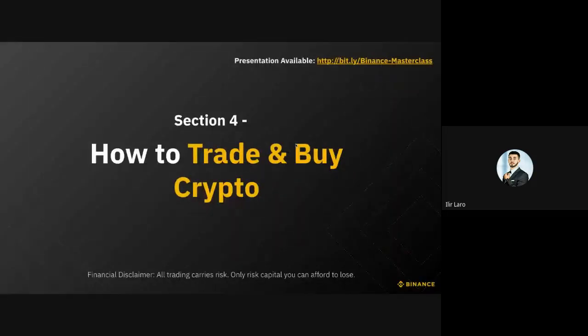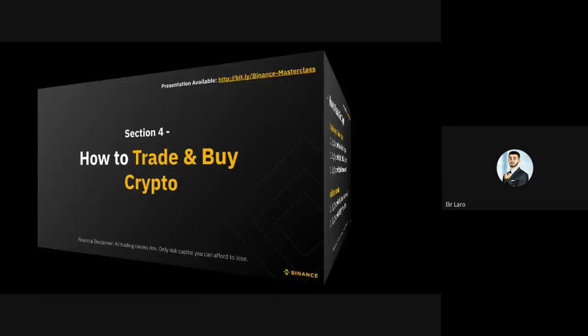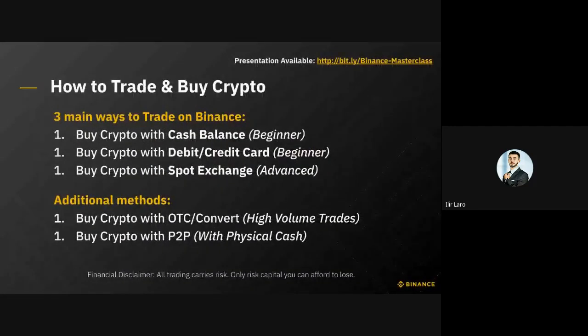So that's pretty much it for the third section. Moving on to how to trade and buy crypto. So moving on through this section, there's actually three main ways to trade in Binance. There's buy crypto with cash balance, there's buy crypto with a debit and credit card, and there's buy crypto with the spot exchange. There's also additional methods to buy crypto. You can buy crypto with OTC, which is referred to as over the counter, and convert, and then buy crypto with P2P. This allows you to buy crypto with physical cash and meet face-to-face with people.